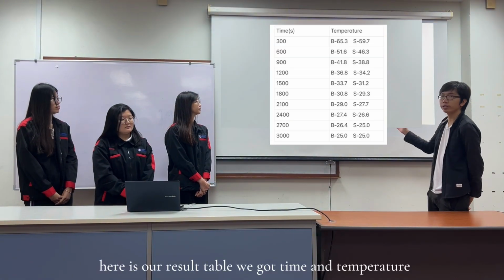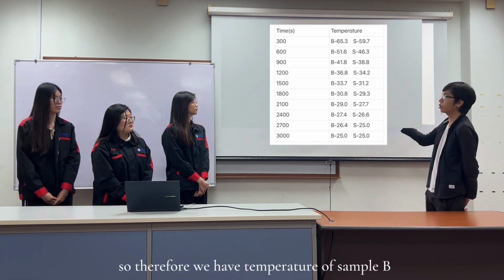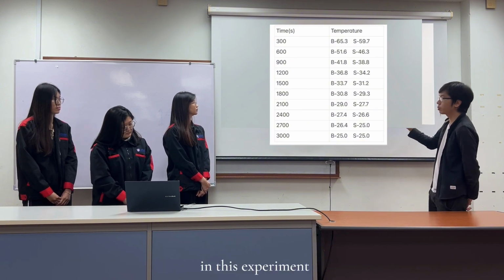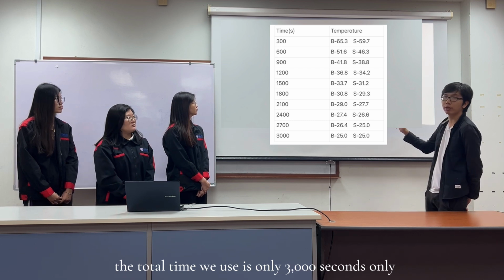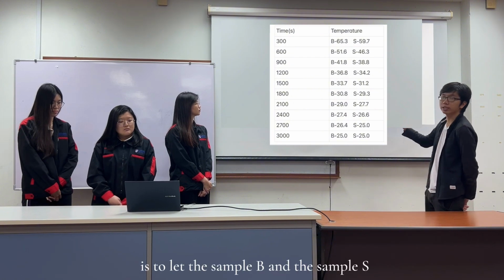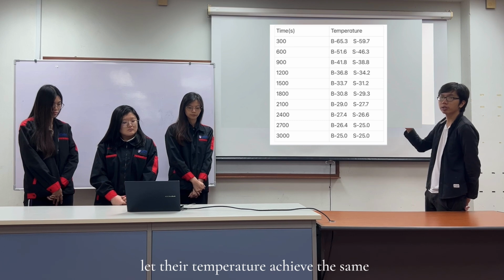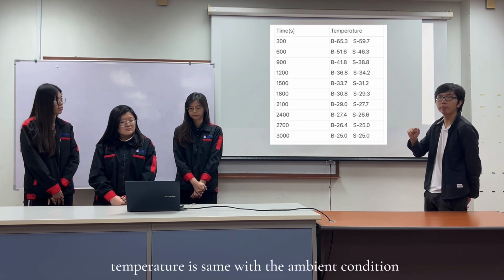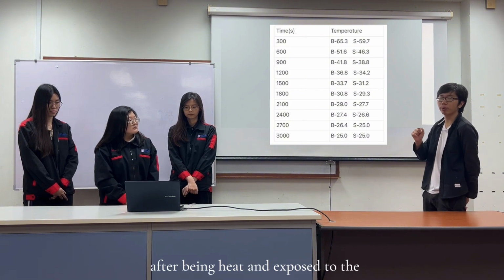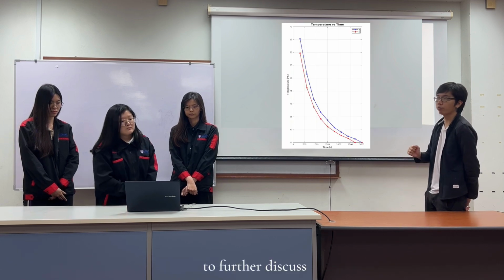Okay, here is our result table. We got time and temperature. We have two samples there, sample B and sample S. So therefore, we have the temperature of sample B and the temperature of sample S. In this experiment, the total time we use is only 3000 seconds. The purpose of the experiment is to let sample B and sample S achieve the same temperature as the ambient condition, which is 25 Celsius, after being heated and exposed to the ambient condition. And right now we will move to the next page to discuss further.